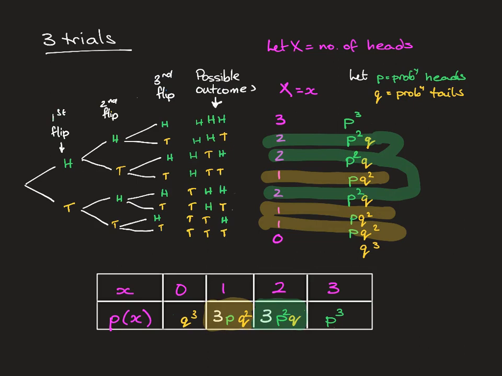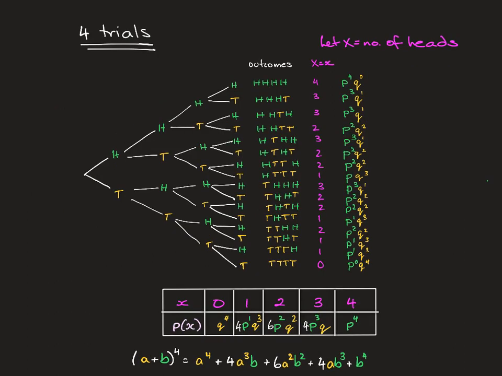And then finally x is equal to 3 gives us p cubed. And again, let's compare that with the binomial expansion of a cubic. See a relationship here? Starting to get the idea? Let's look at 4 trials. So here's the 4 trials I prepared earlier.